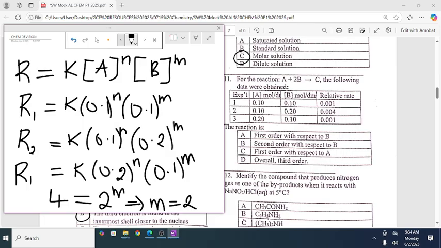So it is second order with respect to reactant B. Option A is wrong, first order with respect to B. Option B is correct, so that's my option: second order with respect to B. There's no need to check the other options because I'm certain that option B is correct.